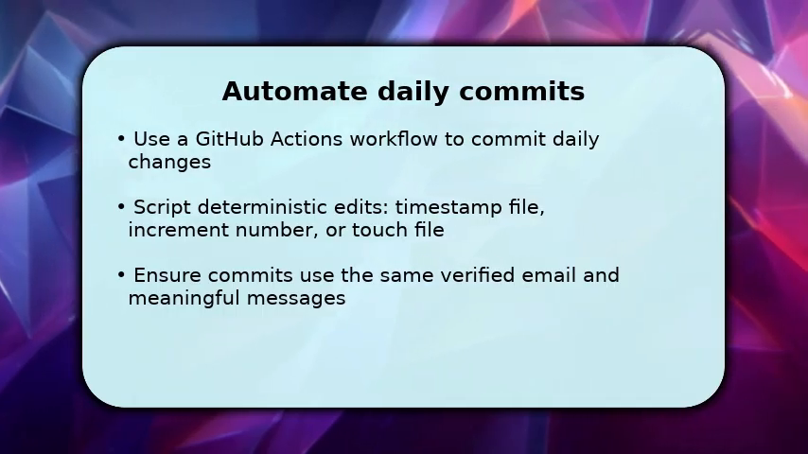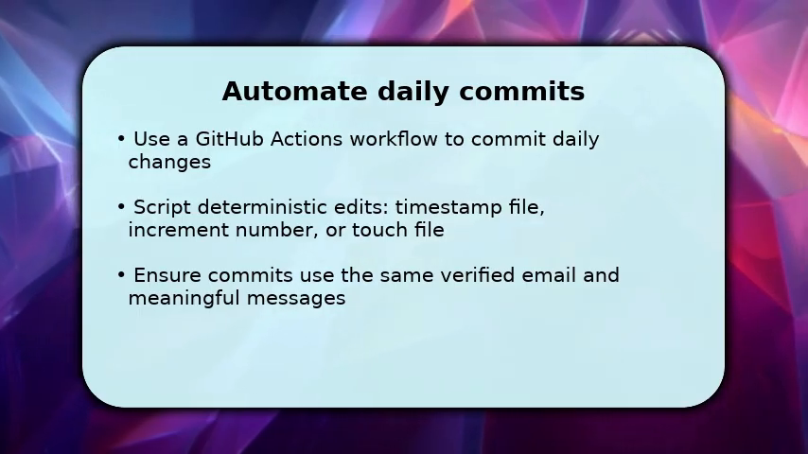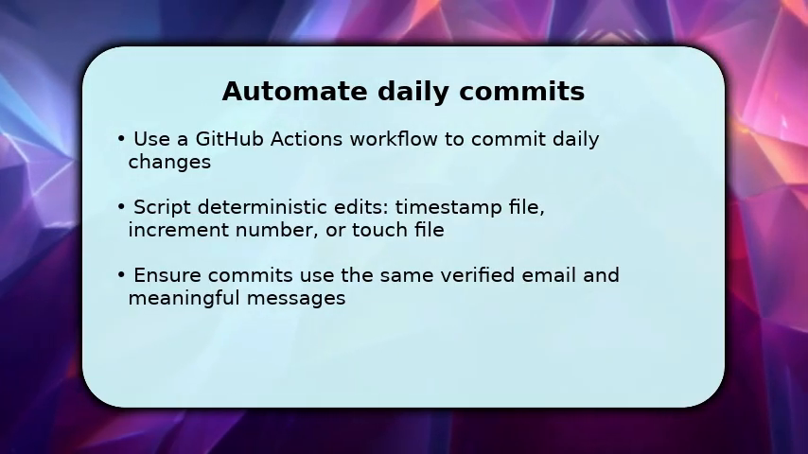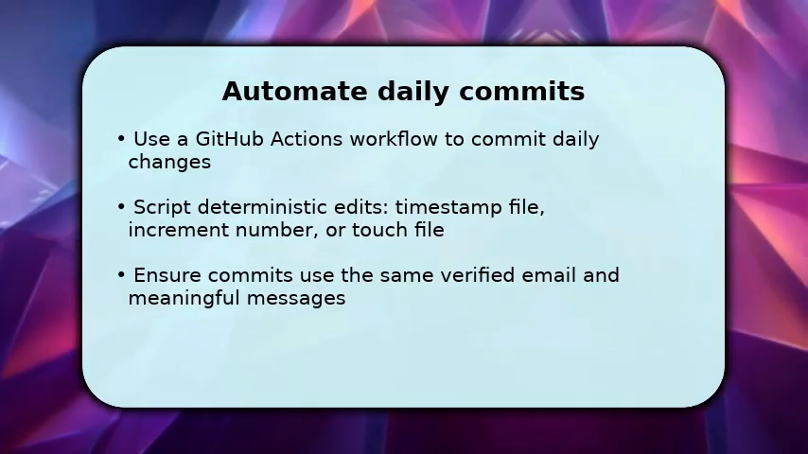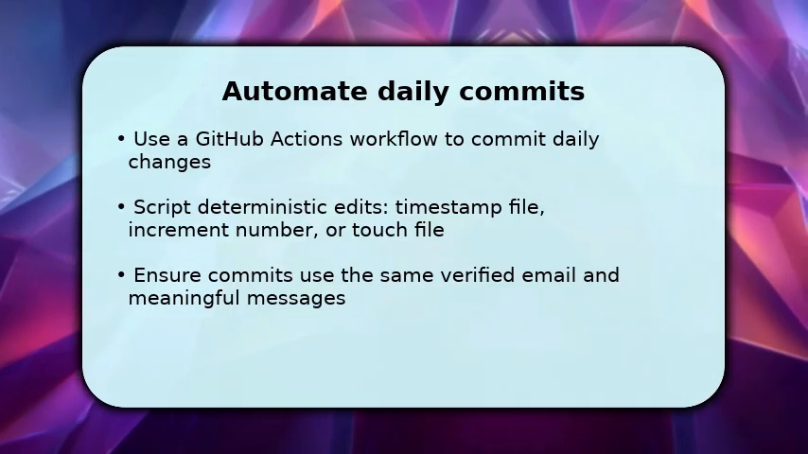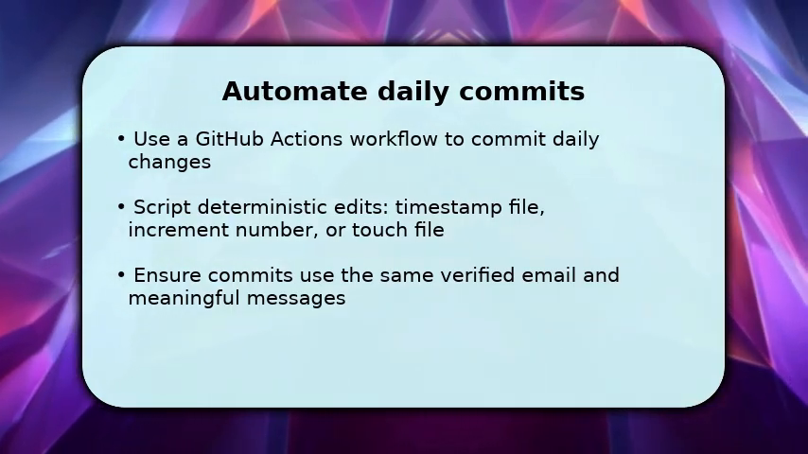Commit and push from the workflow using a bot account or your verified email. Include a purposeful commit message so GitHub attributes the activity correctly. Once the action runs, check the run logs and the repo to confirm the commit landed. Make sure the workflow triggers in your expected time zone.